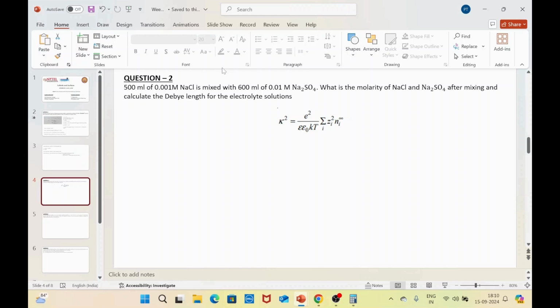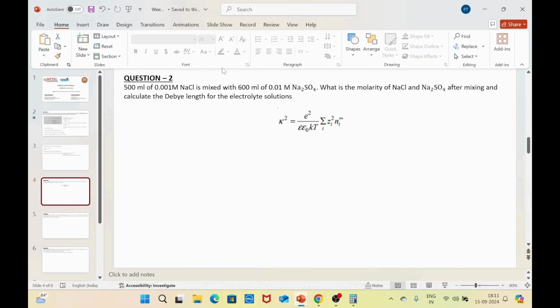Because once you mix both salt solutions, the concentrations of NaCl and Na2SO4 will change. It will no longer be 0.001 molar for NaCl and 0.01 molar for Na2SO4. It will change because your volume is going to change after mixing. Since the volume is changing, your concentration also will change, so the Debye length will be different.